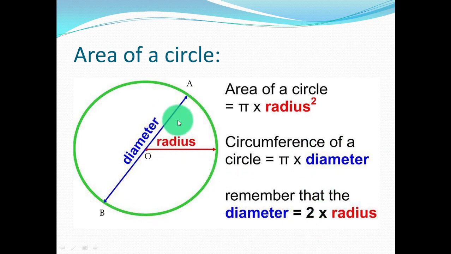Here, from the figure, we can see clearly what the diameter is. The diameter is the line segment that passes through the center and joins two points of the circle, A and B. We know that O to A is one radius and O to B is the second radius, so R plus R is equal to 2R. That's why the diameter is equal to 2 times the radius.